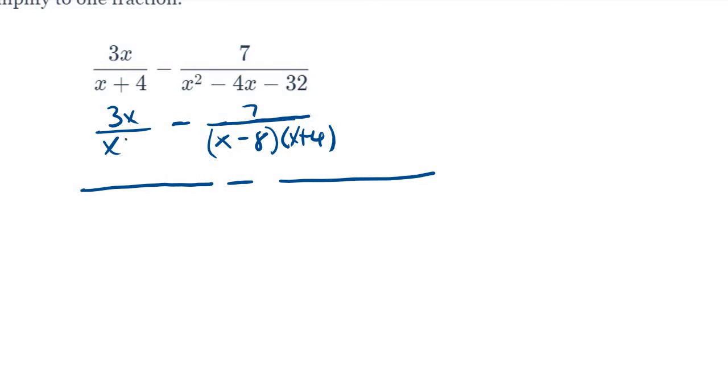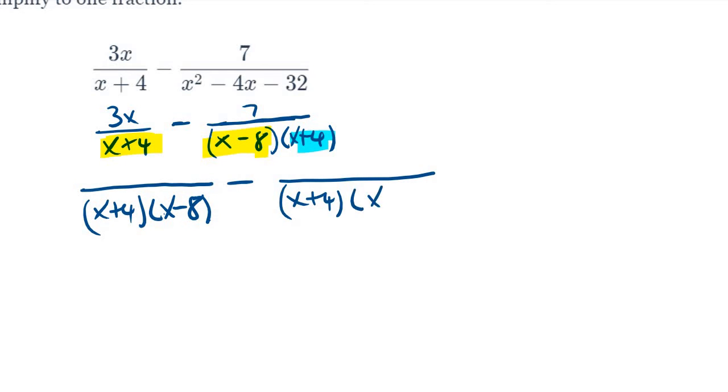Come back again, x plus 4. So I'm going to pick this. I already have it over there, so I'll pick this also. I don't need to pick this because I already have x plus 4. So the LCD will be x plus 4, x minus 8. Now I'm set. I just need to match them now.